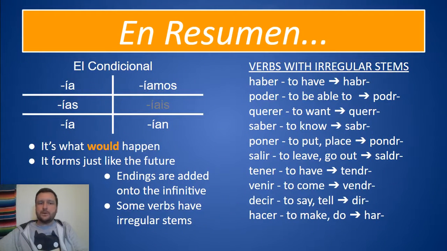So, en resumen, el condicional is just like el futuro in structure. We add our endings, ía, ías, ía, íamos, and ían, directly onto the infinitive. And we use it to talk about what would happen. We also need to remember our list of irregulars here. So this is, in essence, the end of the conditional tense. Regulars, irregulars, and everything. You now know everything. So let me know if you have any questions.